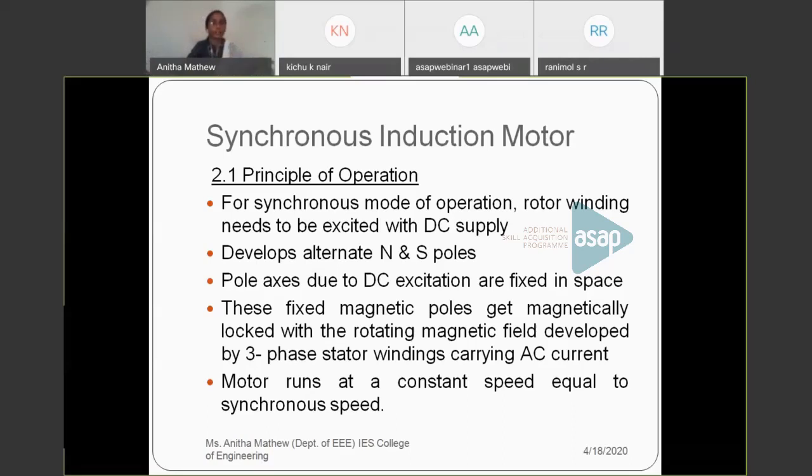In the starting, it will act as an induction motor, and after that, when it gets magnetically locked, it will move at the same speed as that of what? The synchronous speed, or the rotating magnetic field. So it will act as a synchronous machine. The synchronous motor runs at a constant speed equal to synchronous speed.